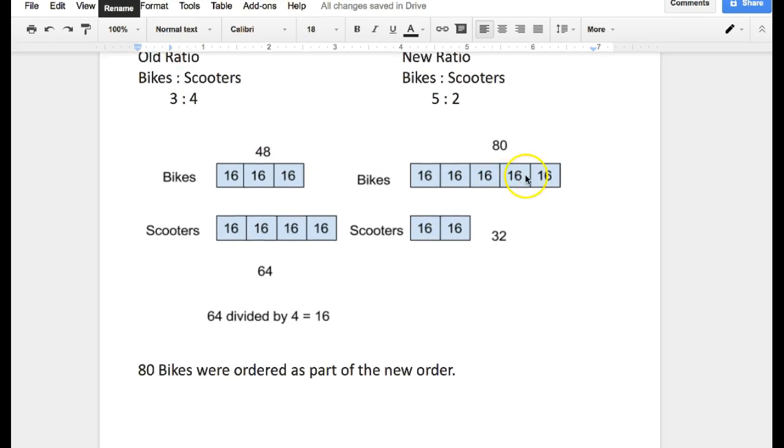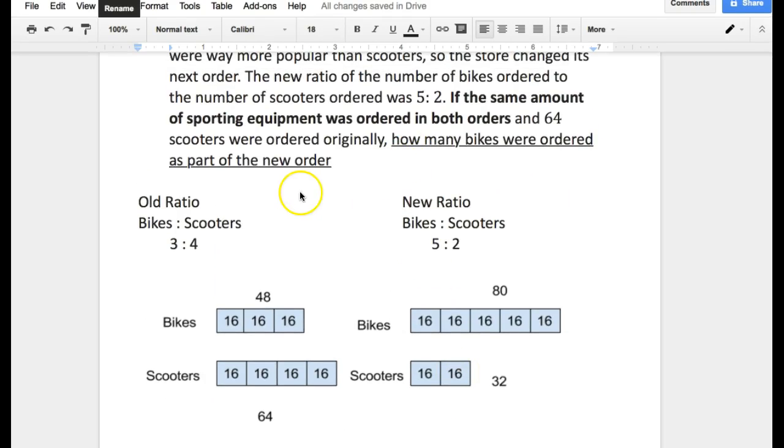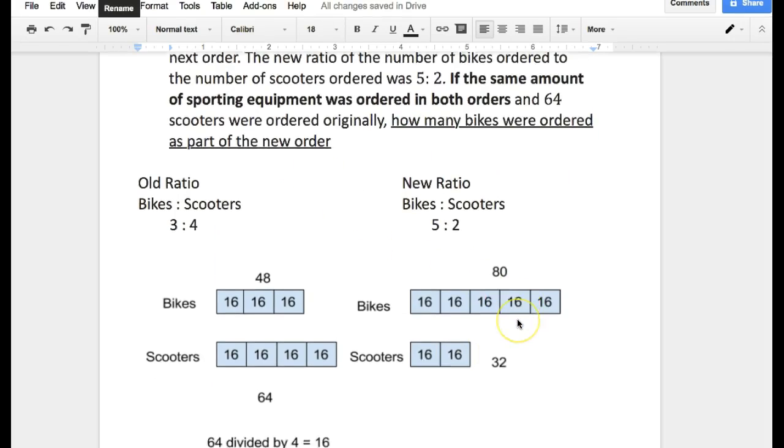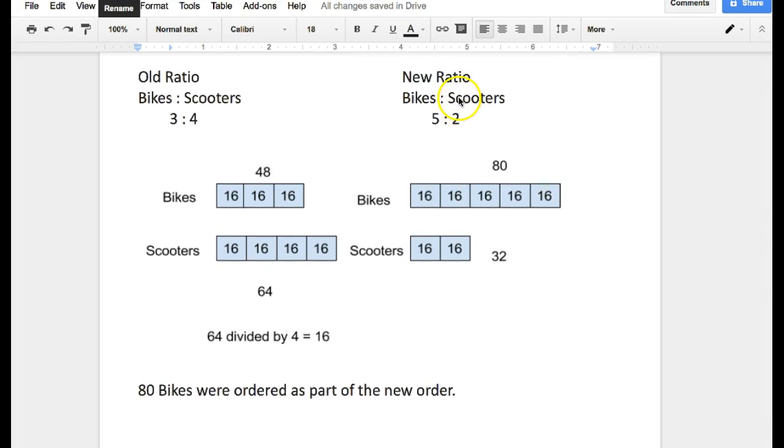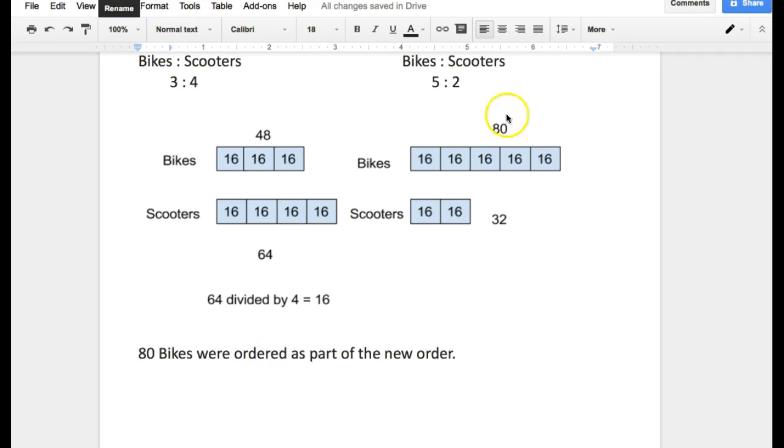So when I did all the math, and I did 3 times 16, I got 48. When I did 5 times 16, I got 80. And when I did 2 times 16, I have 32. The question only asked me, though, how many bikes were ordered as part of the new order. So the new order would be the new ratio, and the bikes is the top one. And so I have to answer the question. I can't just leave this work and call it a day. I have to go back and answer this question. 80 bikes were ordered as part of the new order.